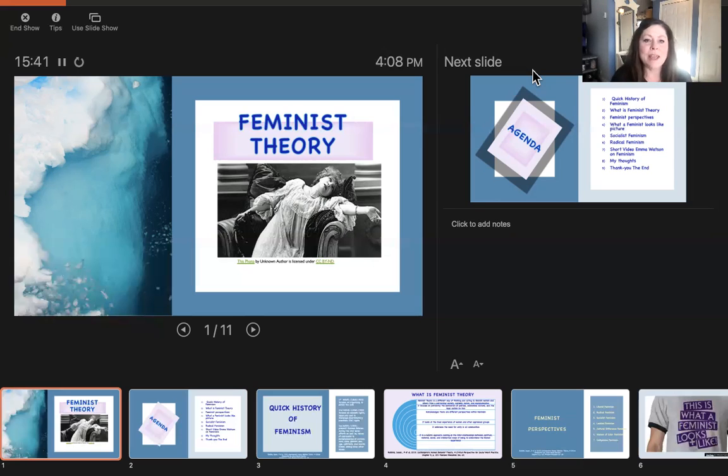Okay, so when I'm looking at this picture, it's so not right. But anyways, it kind of made me chuckle because in the past, men would say women would faint or swoon if they didn't get their way. But the truth is, most women swooned or fainted because their corsets were too tight. Let's move on to the agenda.